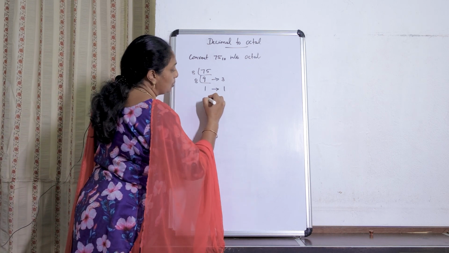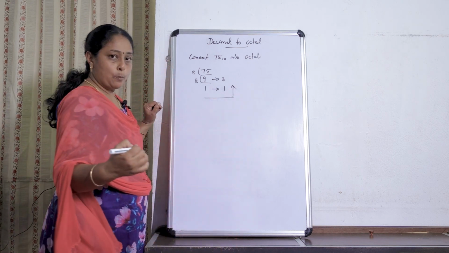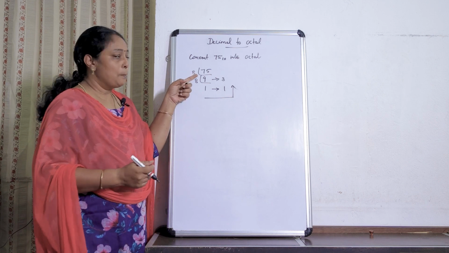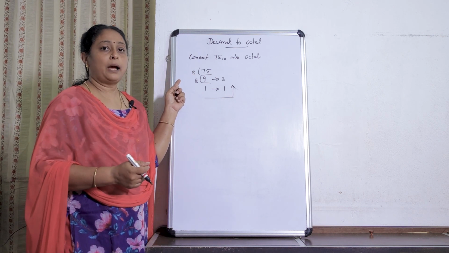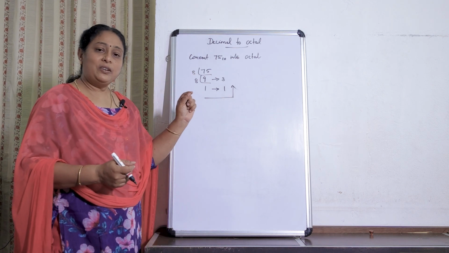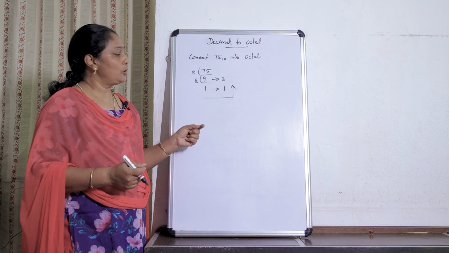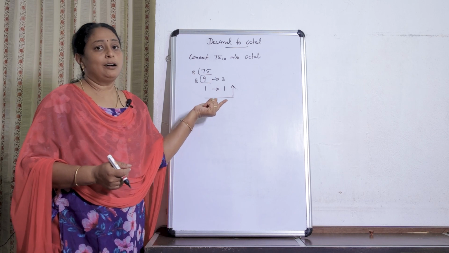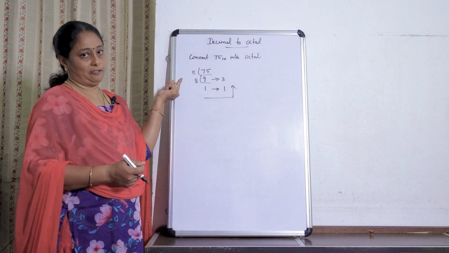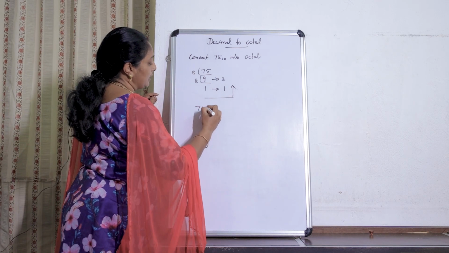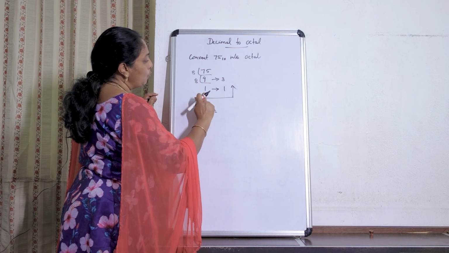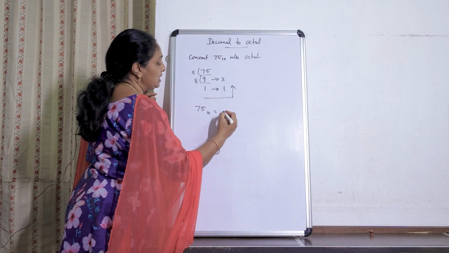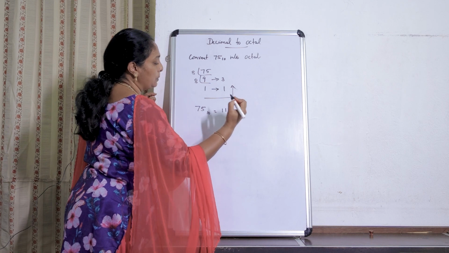And again here also, we will group the remainders from bottom to top. When a number is divided by 8, the possible remainders are 0 to 7. We will not get the remainder as 8. So when we group the remainders from bottom to top, the number we are getting is the octal equivalent for this number 75. So you can write 75 to the base 10 is equal to 113. From bottom to top, we need to group the remainders: 113 to the base 8.